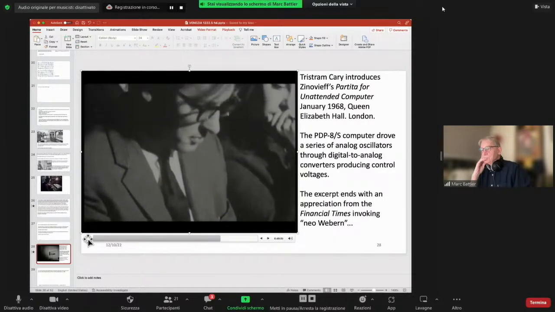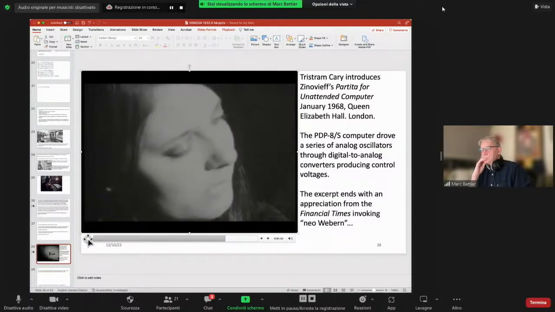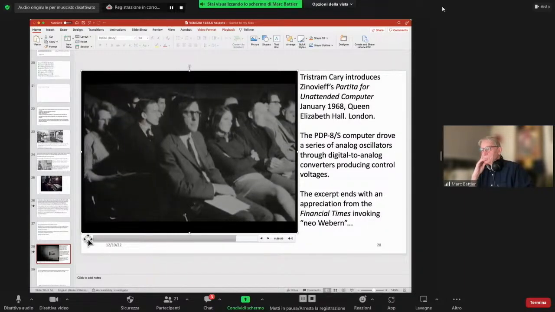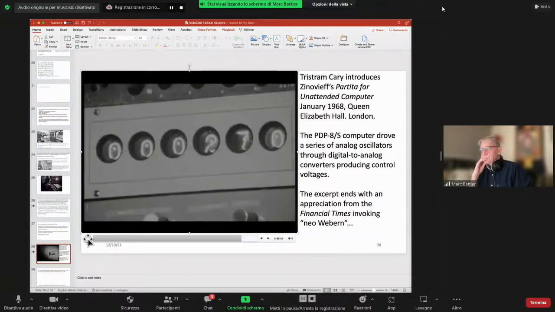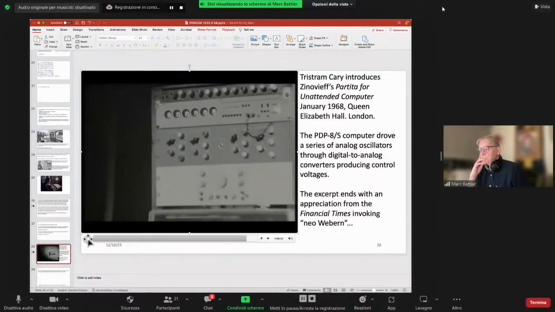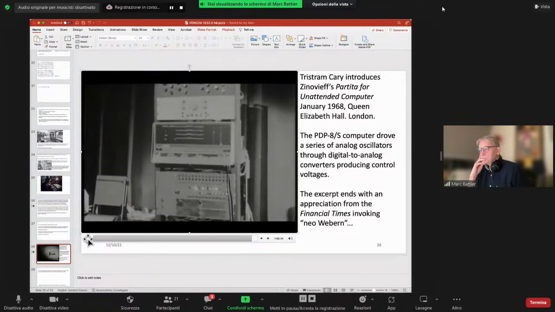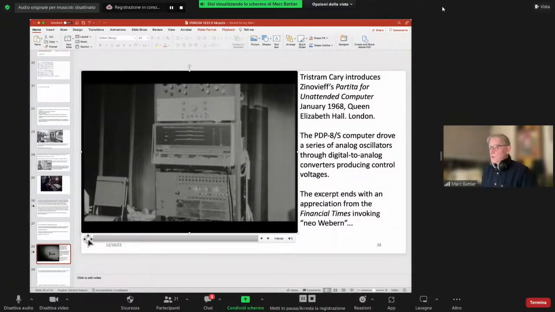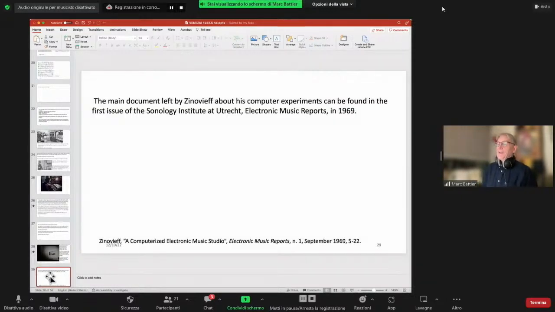The audience is a capacity one, but the computer's performance didn't meet with universal approval. The Financial Times said, technically, it may be a triumph of skill and knowledge, but what we heard resembled the dreariest kind of neo-Webern drawn out to inordinate length. Yeah, neo-Webern, that was the Financial Times.